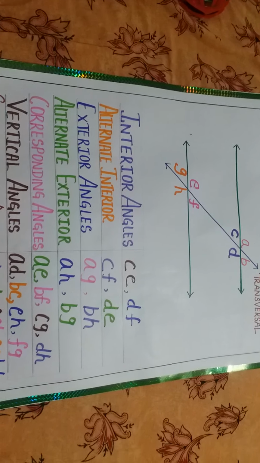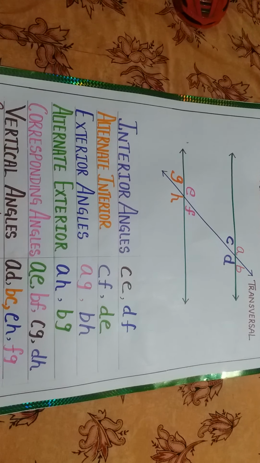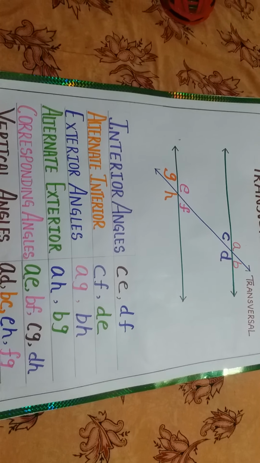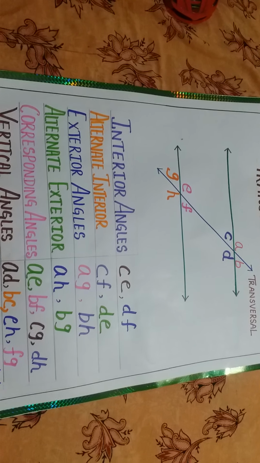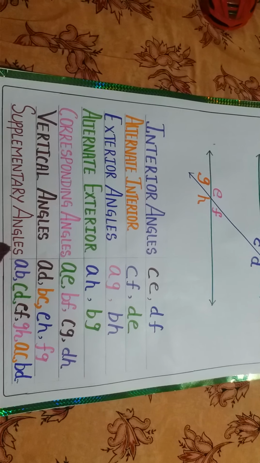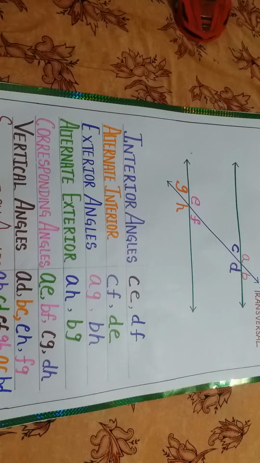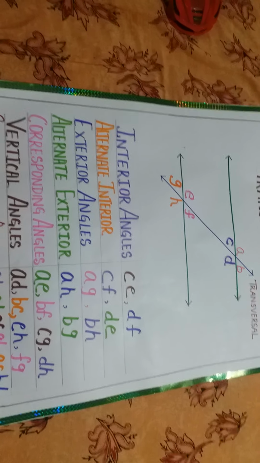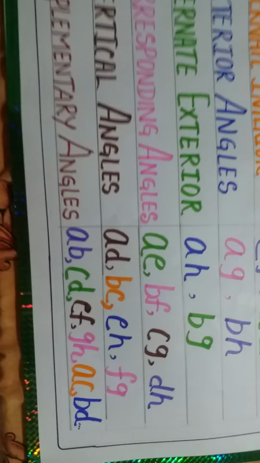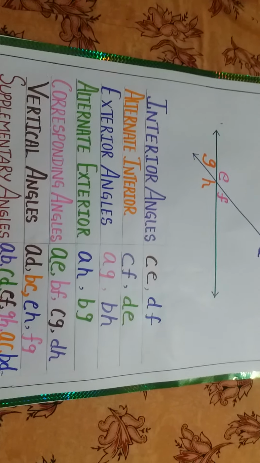Now we'll see two more angle types, vertical opposite angles. What are the vertical opposite angles? AD, BC, EH, FG, opposite vertically. Next, supplementary angles. You know the supplementary angles. What is the degree of supplementary angles? It is 180 degrees. For AB, the straight line, you will form 180 degrees. CD, straight line, 180 degrees. EF, GH are supplementary angles.